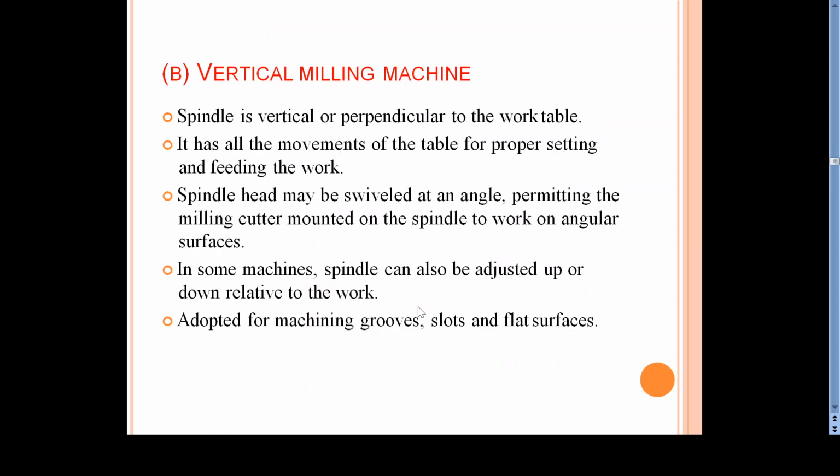So in the vertical milling machine, the spindle is vertical or perpendicular to the work table. So it is perpendicular, just like a drilling machine. It has all the movements of the table for proper setting and feeding. So the table movement is similar to the horizontal type milling machine. Spindle head may be swiveled at an angle. So that's one of the specialities. The head of the spindle can swivel, but in the horizontal milling machine, the head is stationary. In some machines, the spindle can also be adjusted up or down relative to the work, and it is adapted for machining grooves, slots, and flat surfaces.